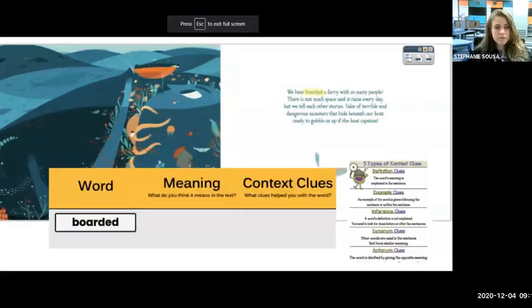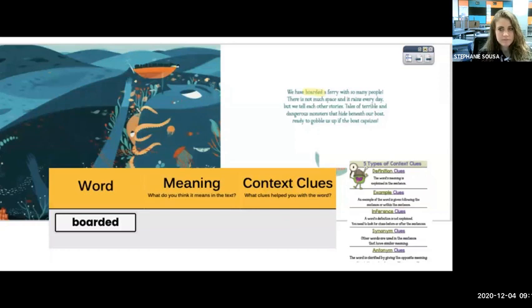Today we're going to be looking at the word boarded from this page in the book, The Journey. In order to figure out what the word boarded means, I'm going to need to use an inference clue. And that's where the word's definition is not explained. I need to look for clues before or after the sentences. I remember from the previous slide that before this page, on the page before, they were talking about how they needed to get across the big sea.